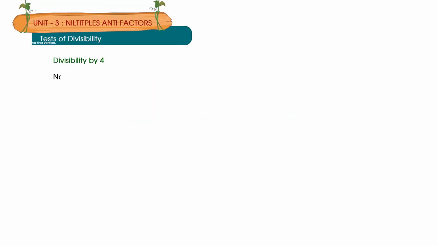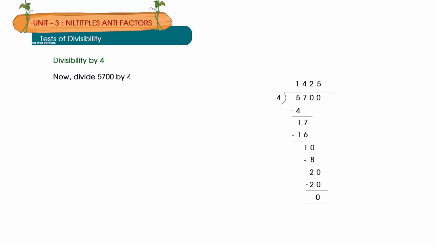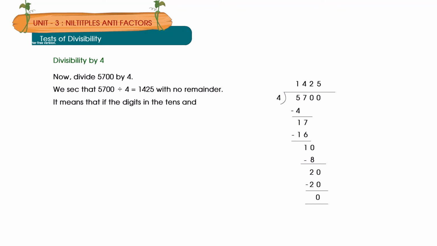Now divide 5,700 by 4. We see that 5,700 divided by 4 is equal to 1,425 with no remainder. It means that if the digits in the tens and ones place of a number are zeros, then also the number is exactly divisible by 4.